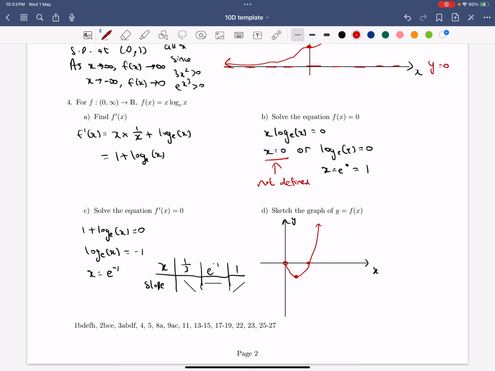So the key points here are, this is e to the minus 1, and then well, really, we have to find the y value as well, yeah? So f of e to the minus 1 equals e to the minus 1 times log e to the minus 1 equals minus e to the minus 1. So let me plug that in. All right, this point over here is 1, 0. And that's probably all the information we need anyway to sketch the graph.